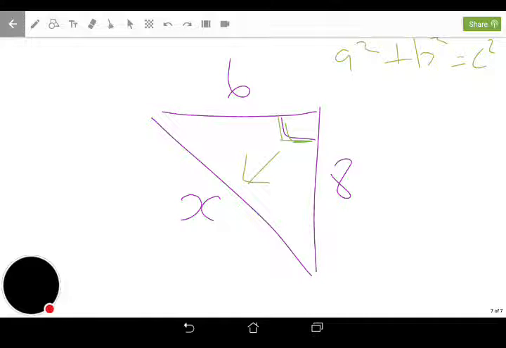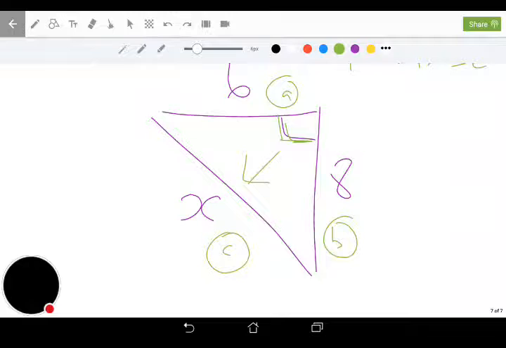Like I said earlier, for the other two sides, the shorter sides, it doesn't matter which one is A and which one is B. You can just label them as you please, as long as we know that C is the longest side, and that we've called X. So let's just put in these values and work out this calculation.